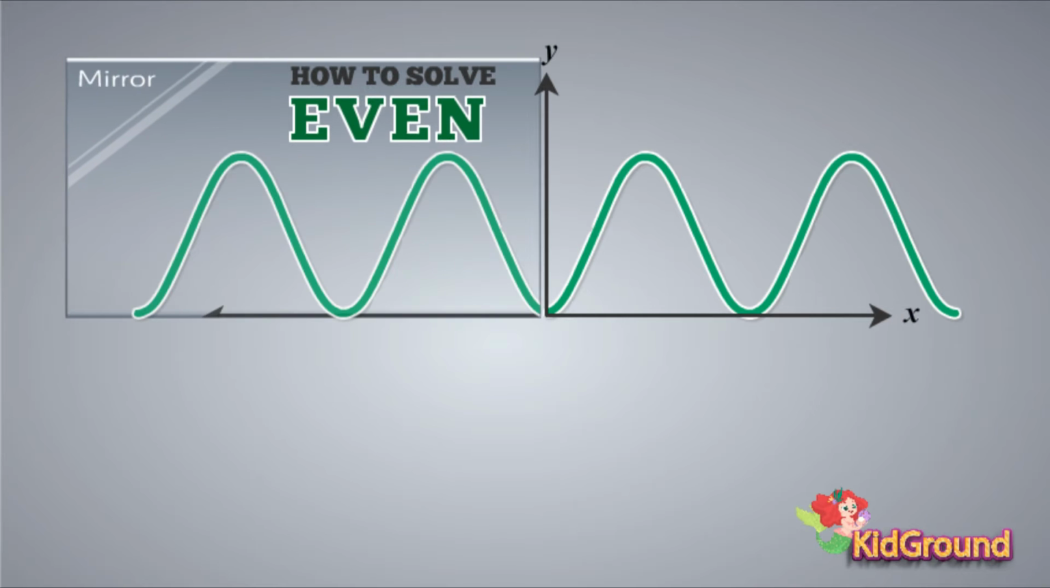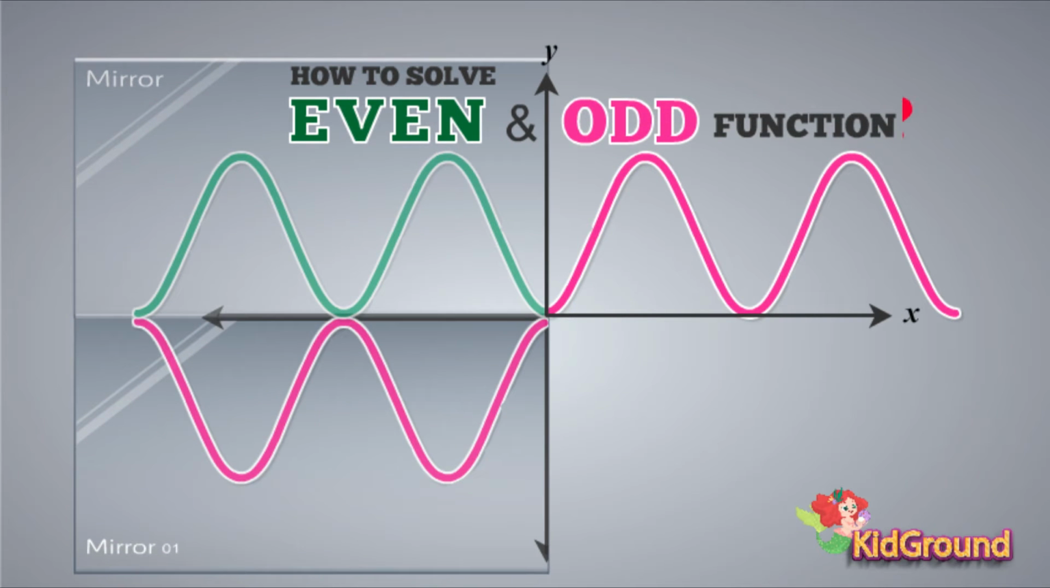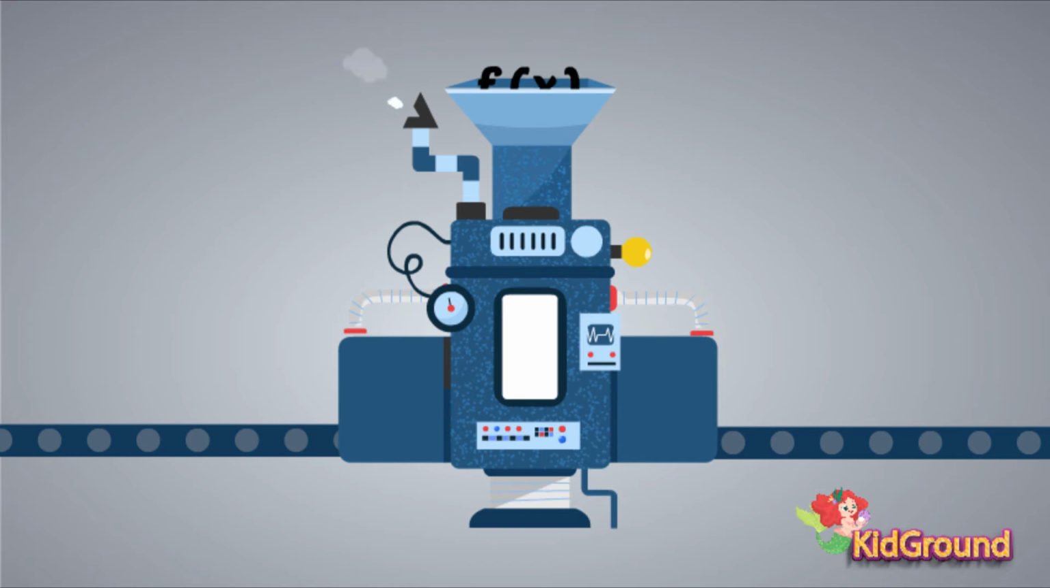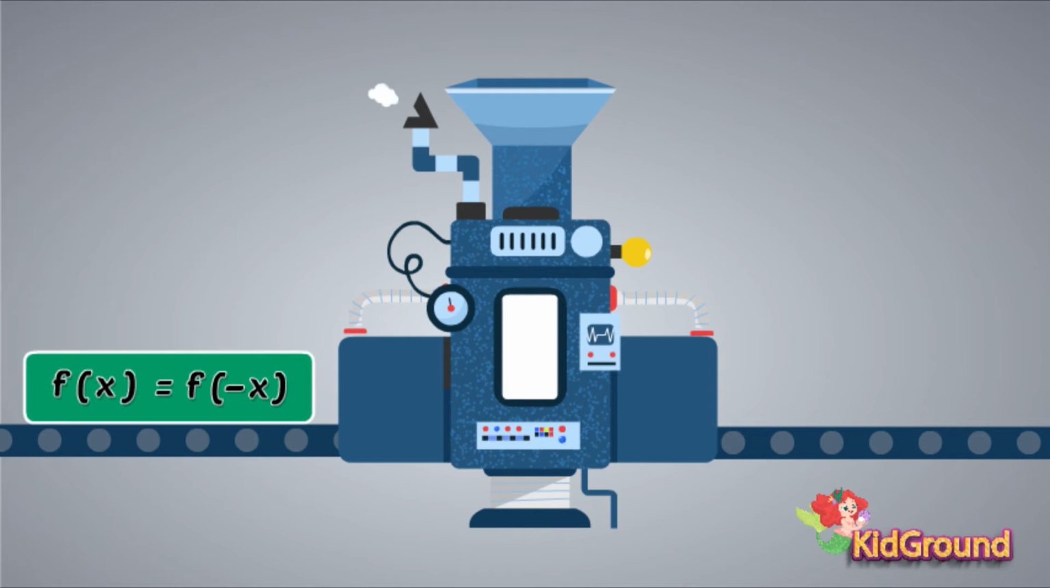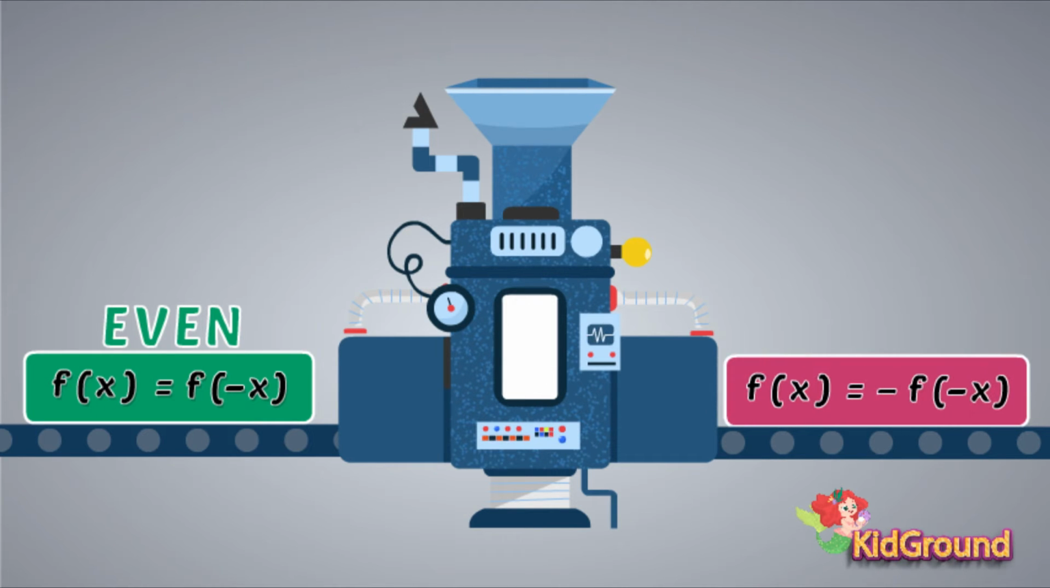How to solve even and odd functions? First, let's try to understand these concepts algebraically. If a function f(x) is said to be even, then f(x) is equal to f(-x) for all x in the domain of f. Similarly, if f(x) is equal to -f(-x), then it is called an odd function.